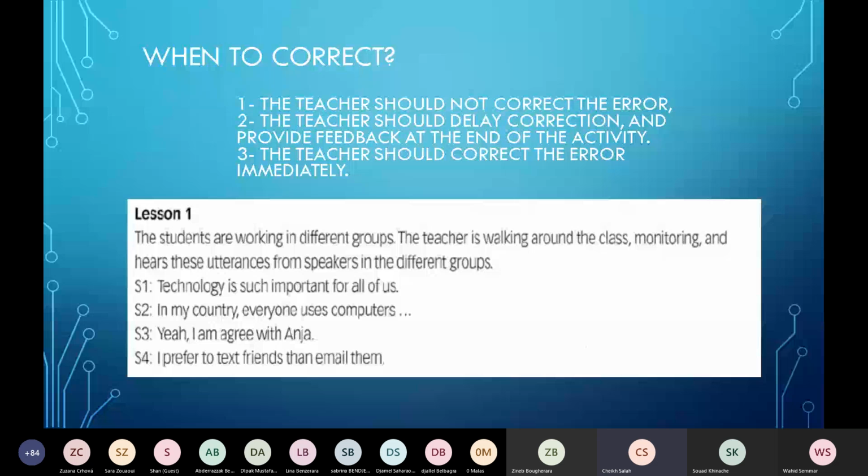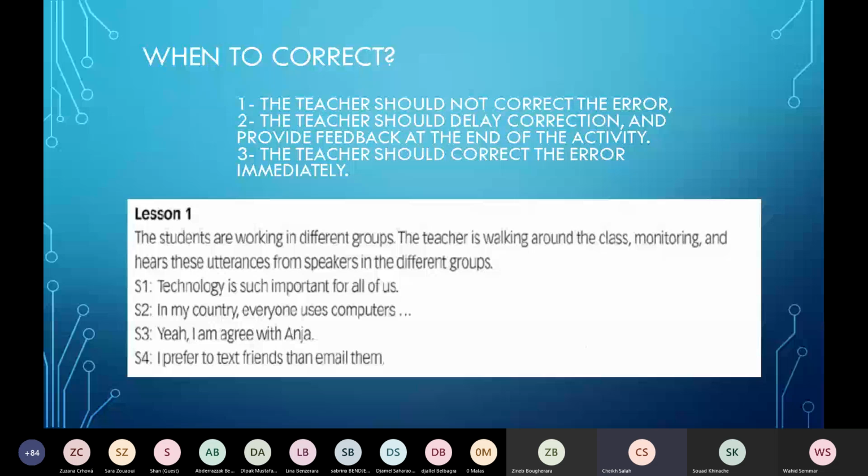So the first one: when do you think you should not correct the error? The second one: when do you think you should delay the correction and provide feedback at the end of the activity? And when do you think you should correct the error immediately? Okay, so let's take a look at the first lesson.